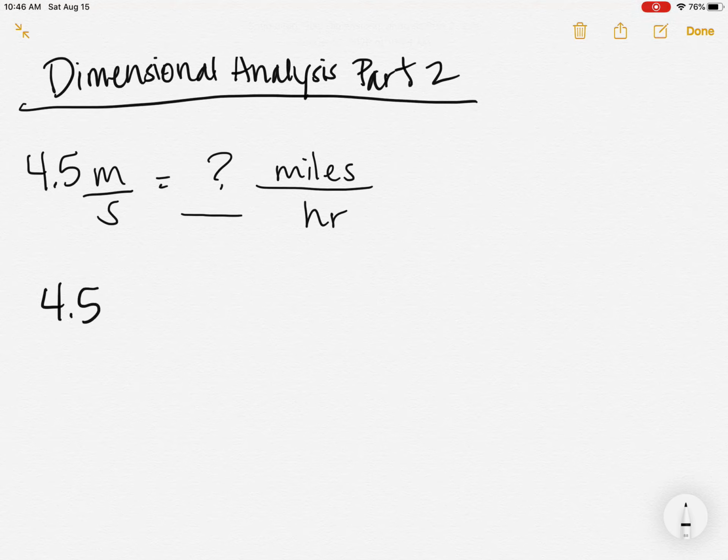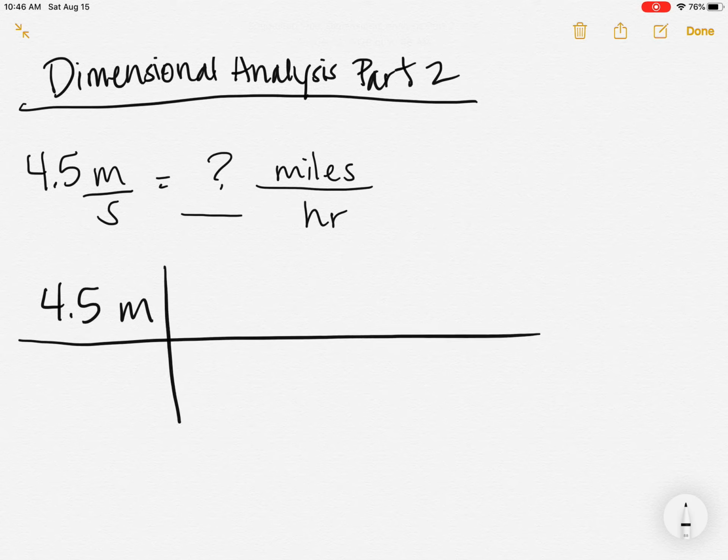We're going to write my 4.5 meters, and then I'm going to do something a little bit different, draw my crossbar. I've left out the second, and this is because it's very important that you write this in this way. So what does 4.5 meters per second mean? Well, it actually means 4.5 meters per every 1 second. This line is my fraction bar, so 4.5 meters per every 1 second is what this looks like.